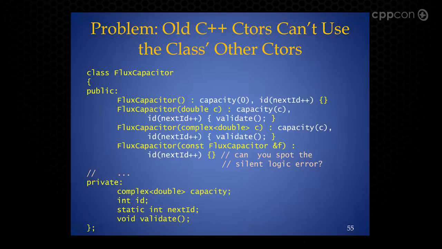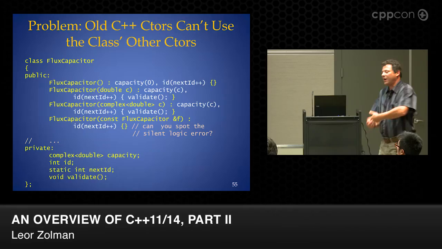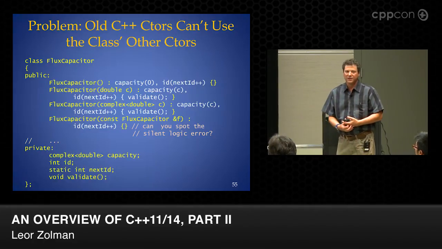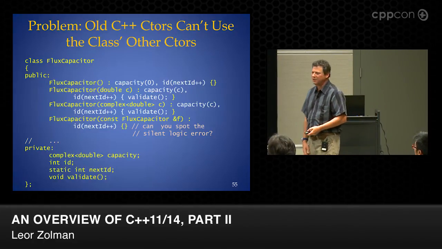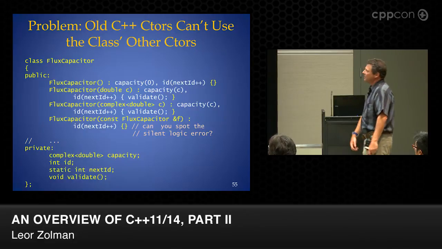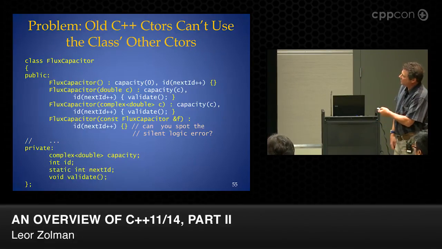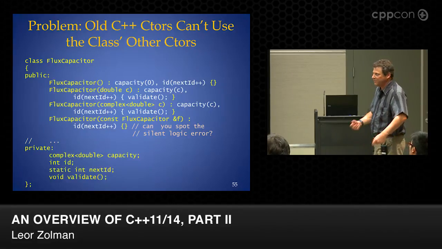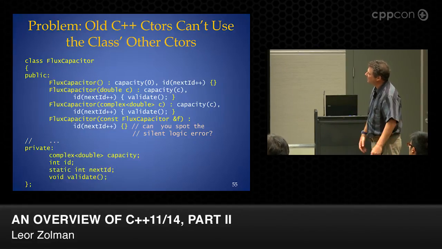All right, for the next example, we're going to use flux capacitors. Old C++ constructors cannot call other constructors. This is a feature Java has had from the beginning. C#, I think, has it as well. C++ was kind of the holdout. And that meant that code sometimes had to do extra work, and bugs could seep in because of the inability for constructors to call each other.